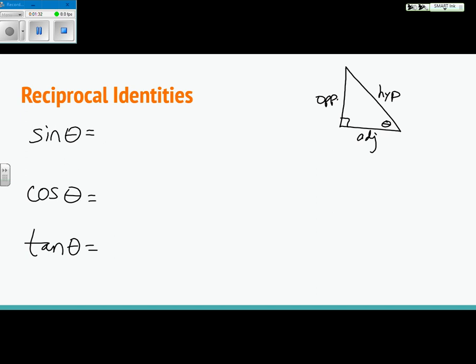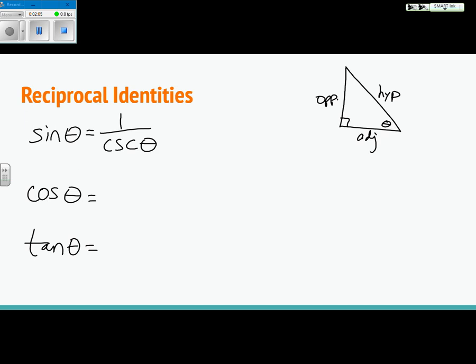Now, in terms of opposite, adjacent, hypotenuse, what was sine? Opposite over hypotenuse. Now, there was another one that related to that, though. That was just the reciprocal. That was hypotenuse over opposite. Which one of my trig identities was hypotenuse over opposite? Cosecant. So I can simply write sine as 1 over cosecant. They're just reciprocals.